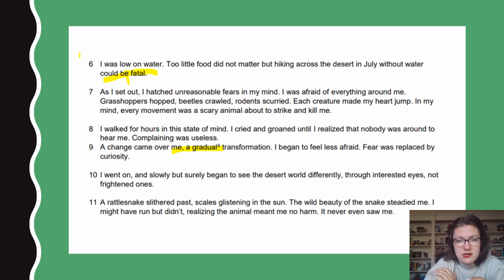A rattlesnake slithered past, scales glistening in the sun. The wild beauty of the snake steadied me. I might have run, but didn't, realizing the animal meant me no harm. It never even saw me.